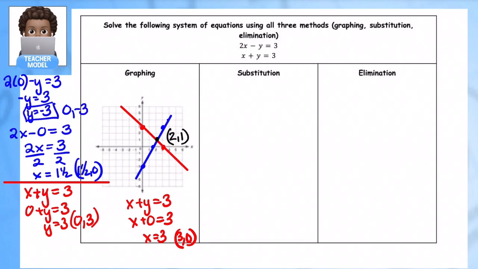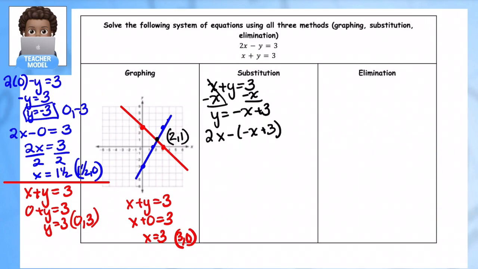Let's move into substitution. And with substitution, what I look for is either a y equals or x equals. In this case, I don't see one yet, so I'm going to take the simpler equation. And I'm just going to subtract x from both sides to get y equals -x plus 3. And now I can substitute this into my next equation.